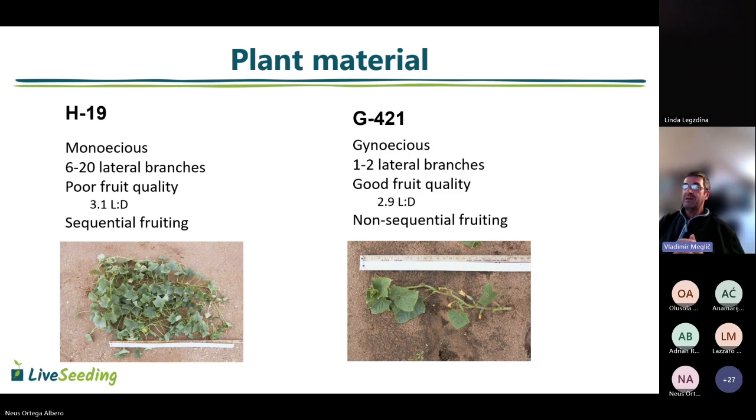First one has a lot of lateral branches, second one two. First one has poor fruit quality, second one good, and first one has sequential fruiting, and second one non-sequential fruiting. Next slide, please.